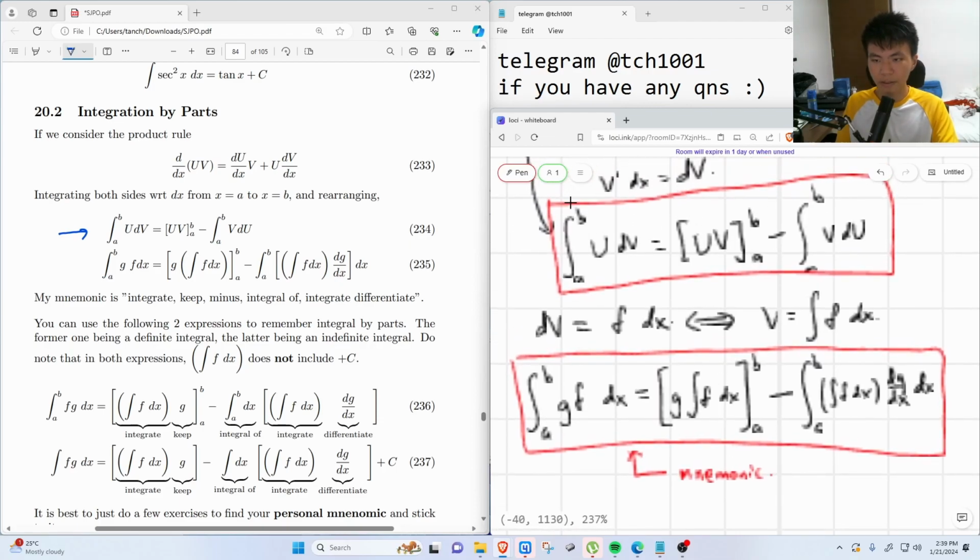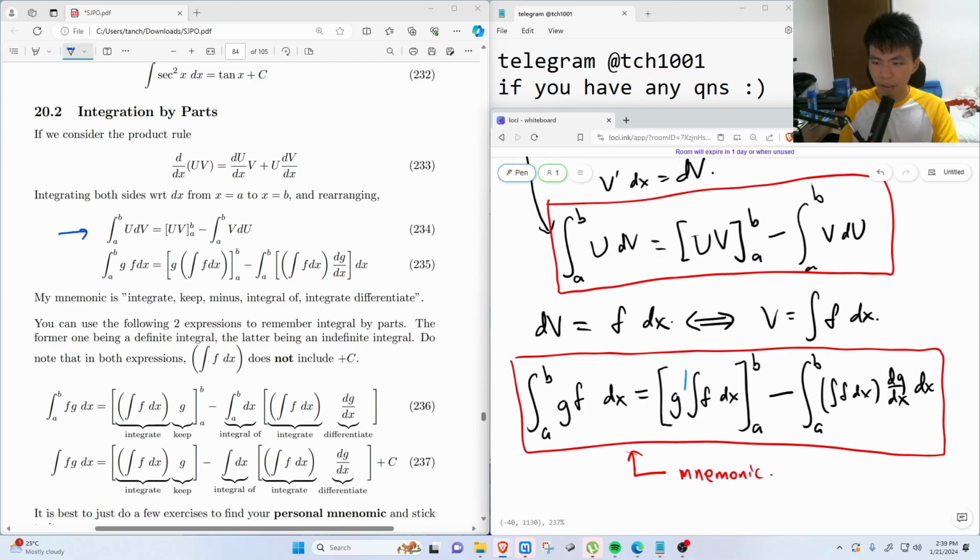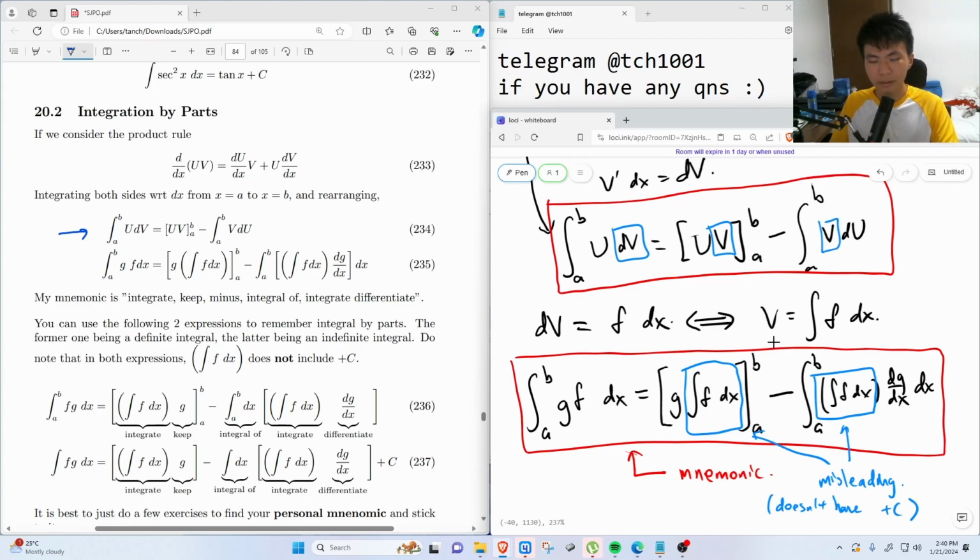But before that, I'd like to emphasize that when I do this integral of f dx, it doesn't come with a plus c. This integral is actually an antiderivative. It might be misleading to write this as an integral because one might think that if, for example, f is 2x, then the integral of f dx might be x squared plus c. But in this case, it shouldn't have the plus c. And so perhaps the dv notation and v over here might be more appropriate because it doesn't have this misleading integral which doesn't actually have a plus c.